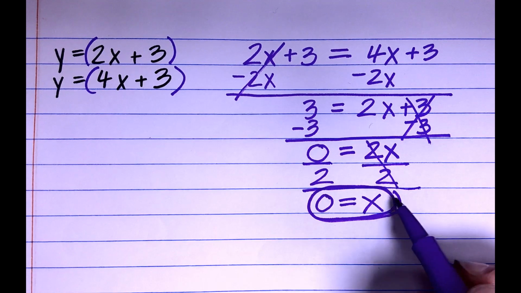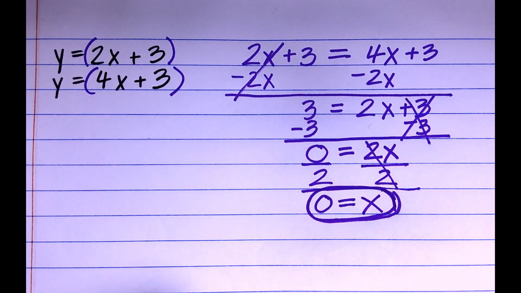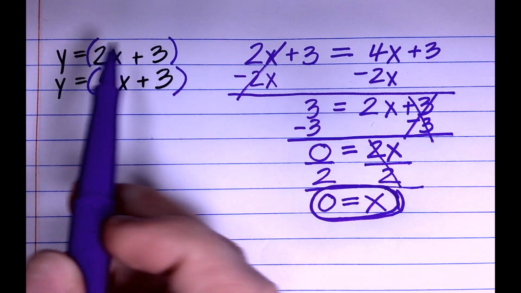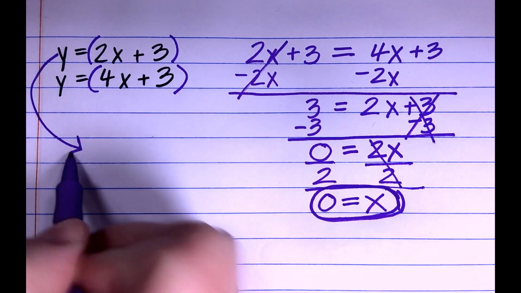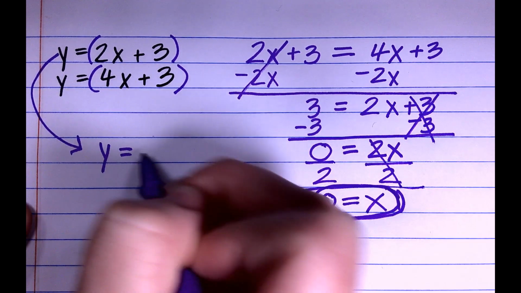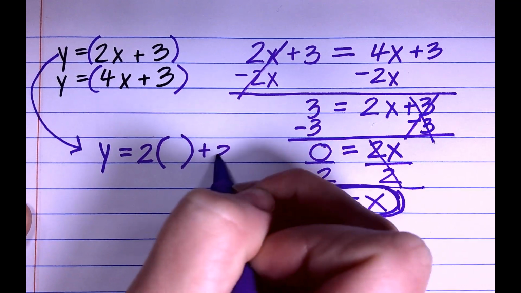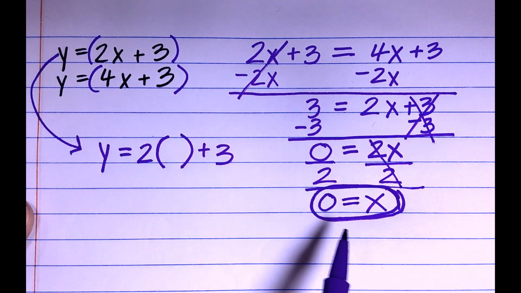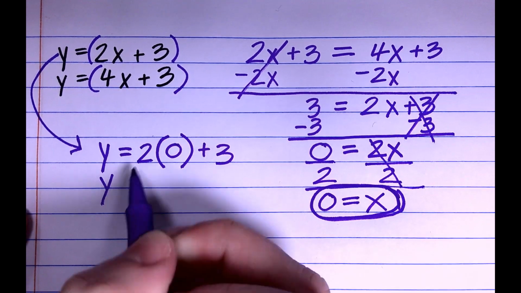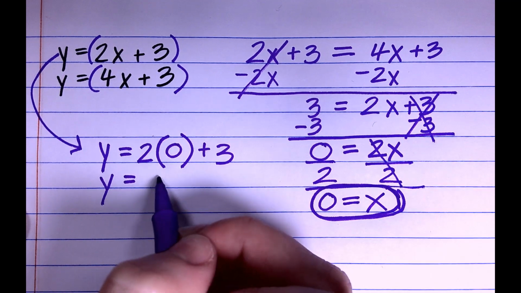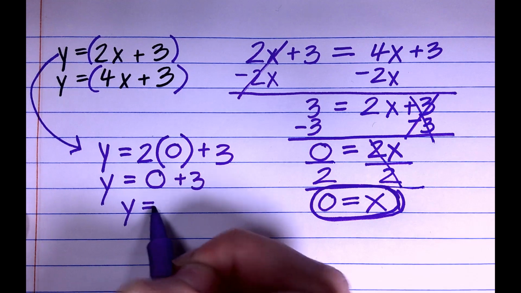Perfect. So we've got our x value. How do I find my y? Yep, we're just going to plug it in. We could put it in either equation. It's going to give us the same answer. I'm just going to use the first one. Y equals 2 times x plus 3. Instead of x, we put 0. So 2 times 0 is 0 plus 3. What's 0 plus 3? 3.